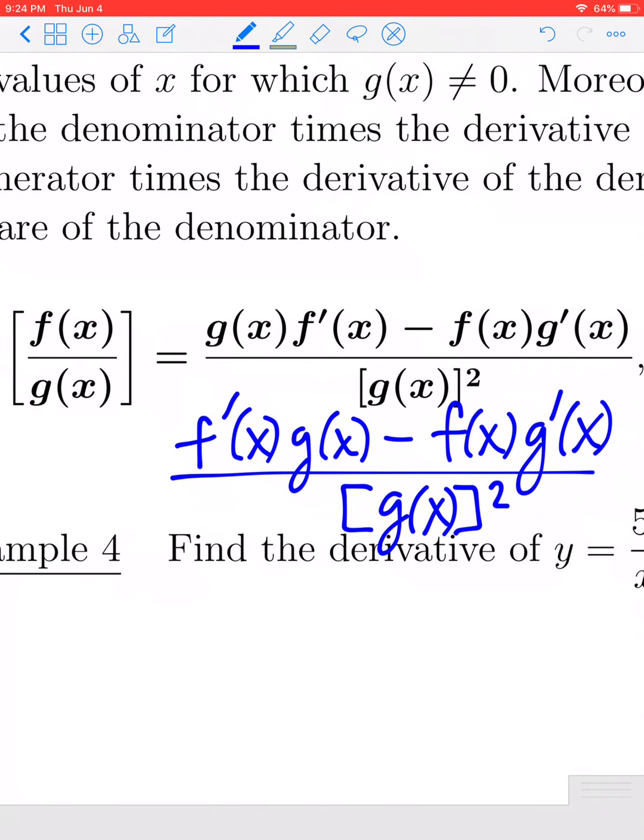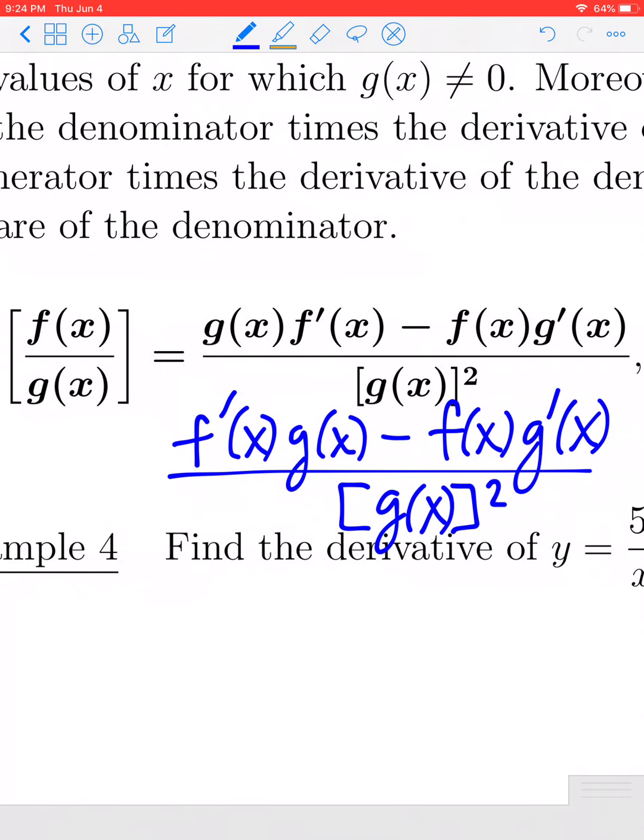Essentially, the quotient rule says the following. To do the derivative of f divided by g, where f is the numerator and g is the denominator, you do the derivative of the numerator times the denominator function. Big difference here. Pay close attention to the sign. Unlike the product rule, there's going to be a subtraction sign in between these two terms.